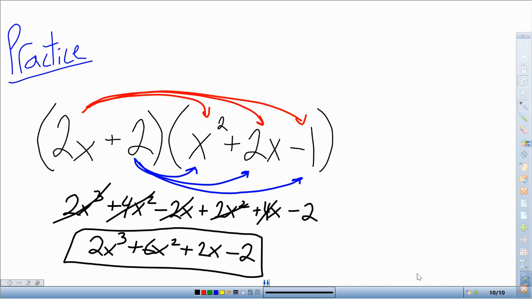Okay, so yeah, that's multiplying polynomials. The good news is, nothing too crazy. We've done that math before, and combining like terms, we've also done that. So there's really nothing new here. It's just doing it all together.